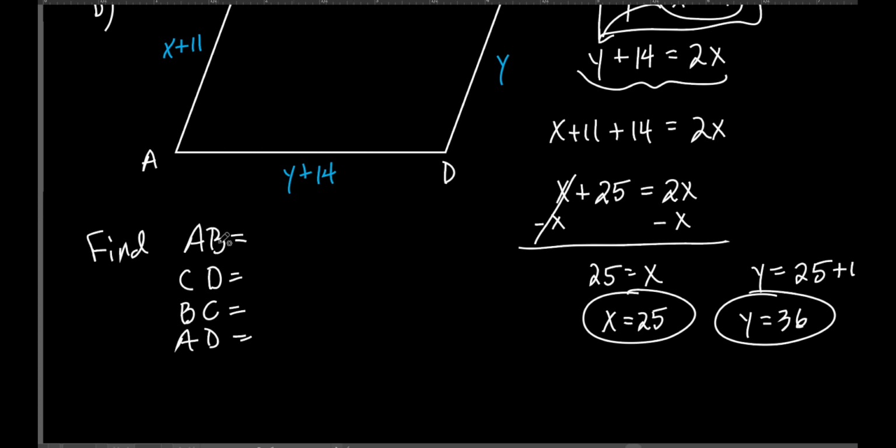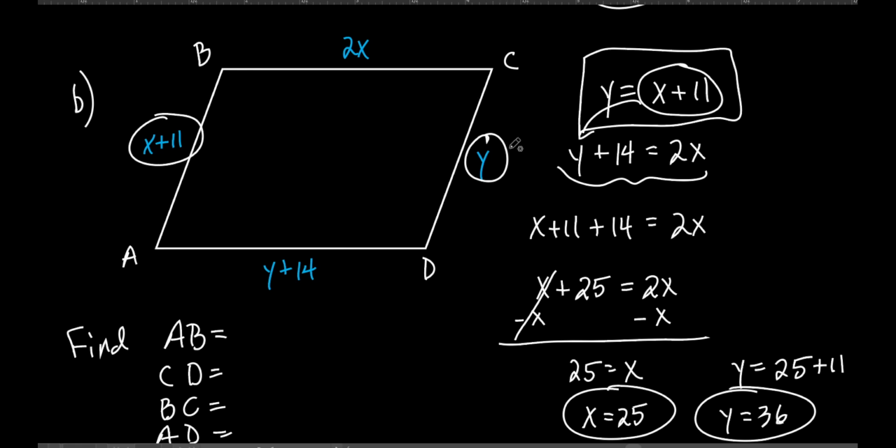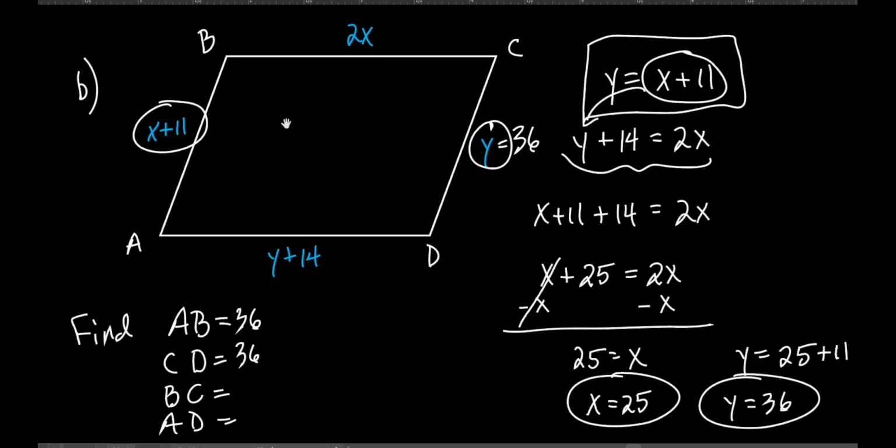So how do I find AB? Well, that's the same as that, isn't it? So y is equal to what? 36. So that means what? CD is what? 36. What's AB without doing any math? It's also 36. Okay?